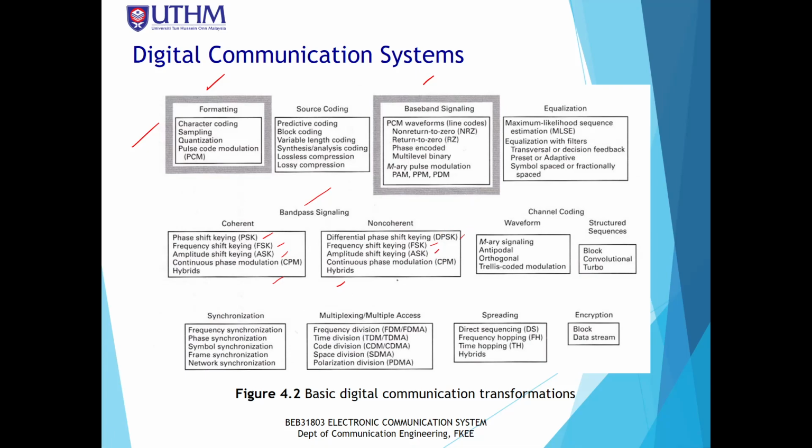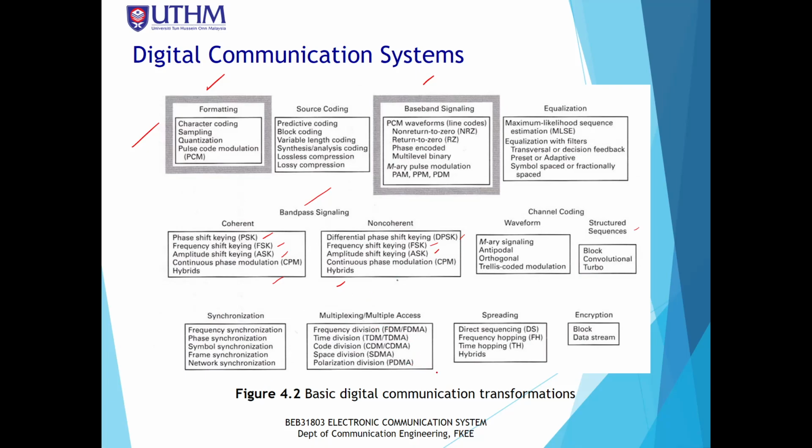And then channel coding, there are many types of channel coding: memory signal, antipodal, orthogonal, trellis coded, structured sequence, block codes, convolutional, turbo codes. These are not in your syllabus. You will learn this in the digital communication subject, but for chapter 4 we are not going to learn about this. Synchronization is also not included in this syllabus.